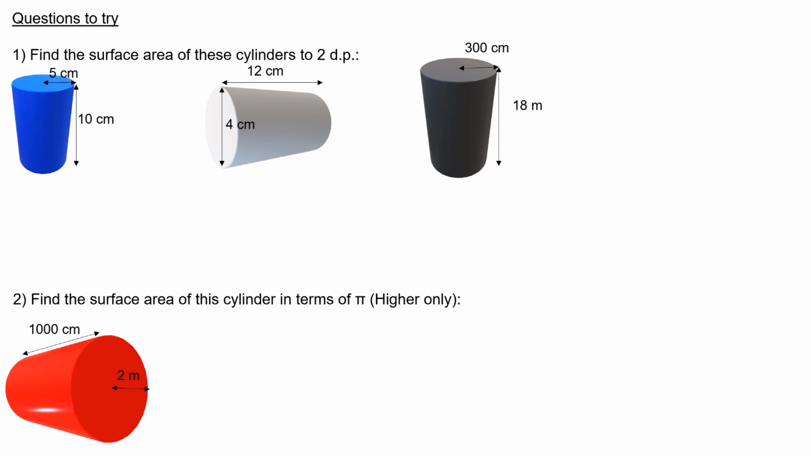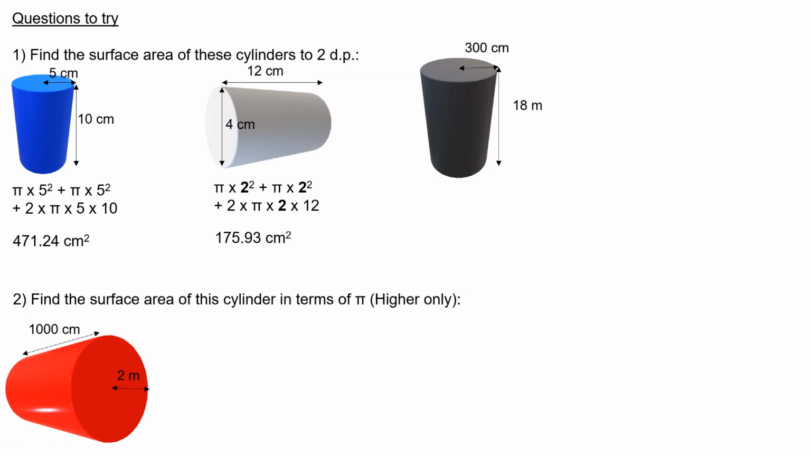Okay, let's go through the answers. So firstly, we have pi times 5 squared, pi times 5 squared, 2 pi times 5 times 10. And we end up with 471.24 centimetres squared. In the second question, be aware that you're given the diameter, and the radius is half the diameter, which is 2. So we have a final answer of 175.93 centimetres squared.